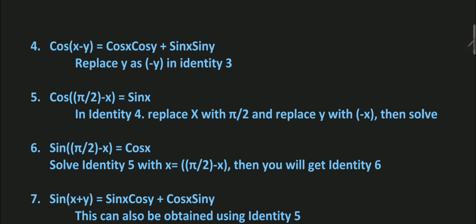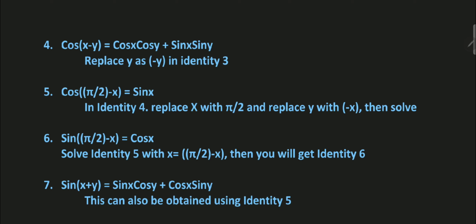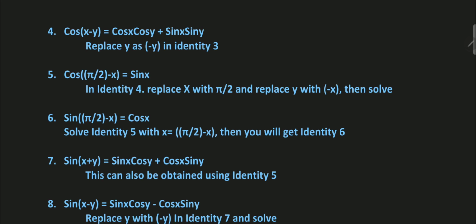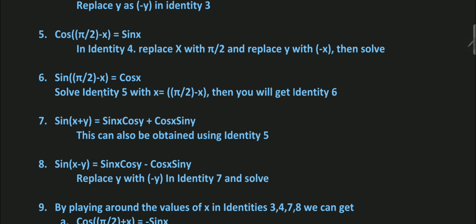In the next identity, just replace y by minus y in identity number 3, and you are going to get this. Again, for the next identity, replace x with pi by 2, that is 90 degrees, and replace y with minus x. Then solve. Then for sine of pi by 2 minus x equal to cos x, just solve identity 5 with x equal to pi by 2 minus x, and you will get identity 6.